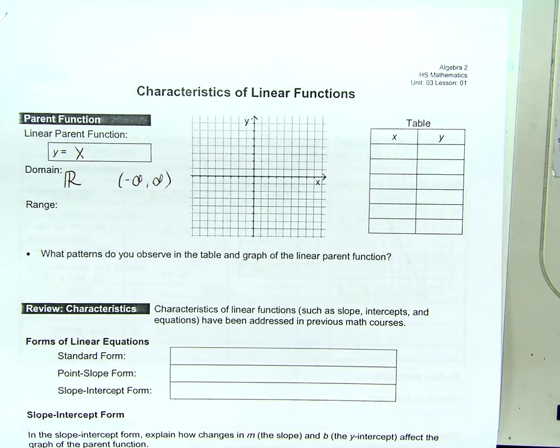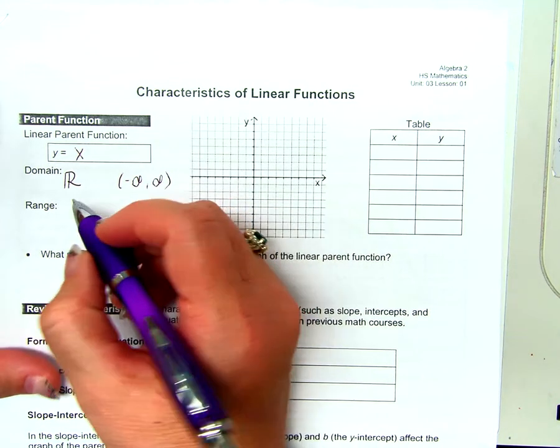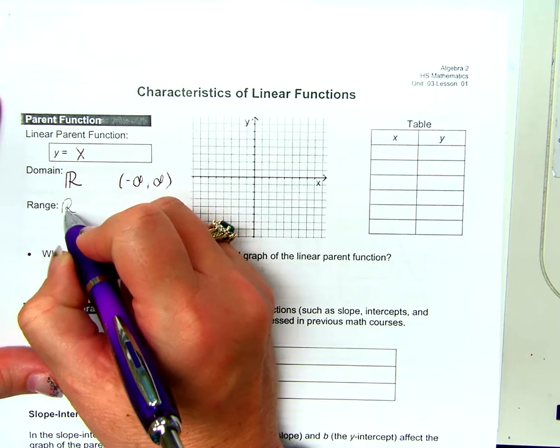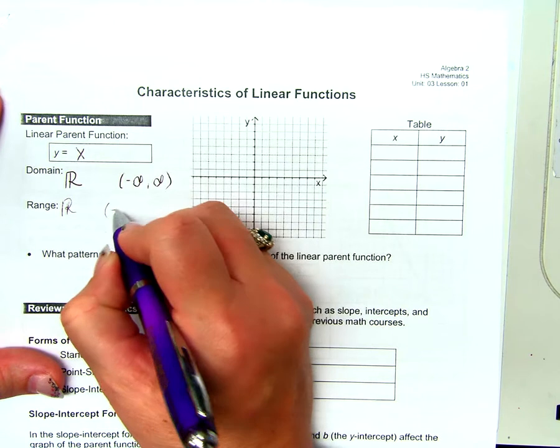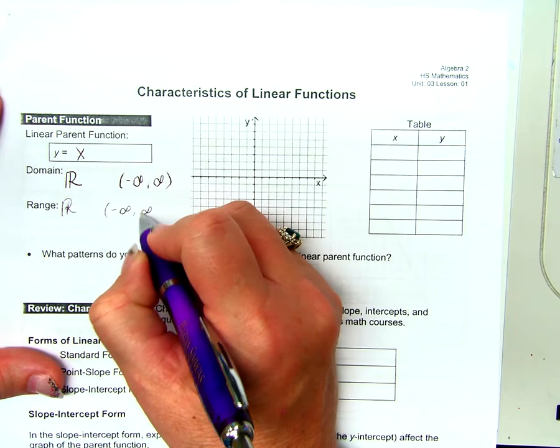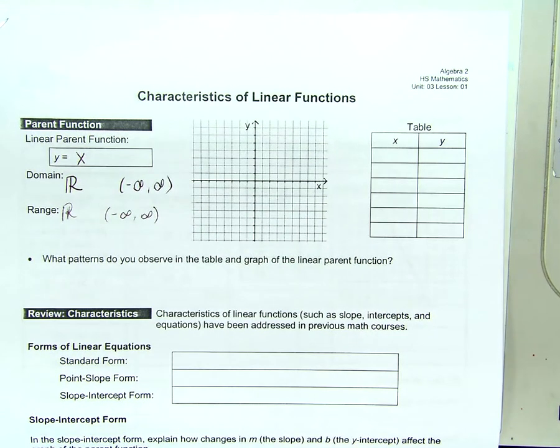What's the range of the linear parent function? All real numbers. What's the other way to write it? That's a little better, but I don't know why mine are so messy today. You'll just have to get over it.